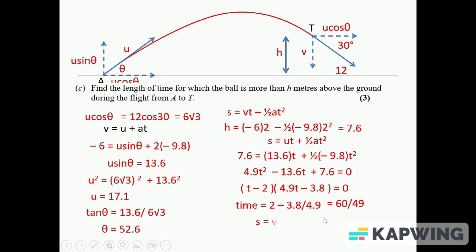60 over 49. I think a slightly clever way of doing it, if I consider the journey from the two places where it's 7.6 and use s equals vt minus a half at squared, the displacement will be 0 for the journey from here to here because it's the same height, and minus 6 minus half times minus 9.8 times t squared. That gives me the same answer. And you can cancel out a t divided by t here because t is not 0.